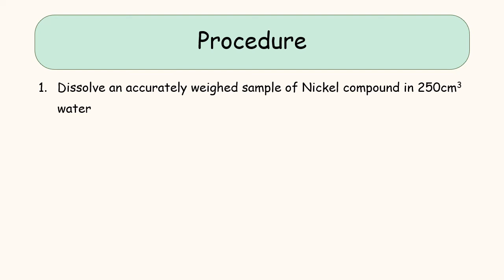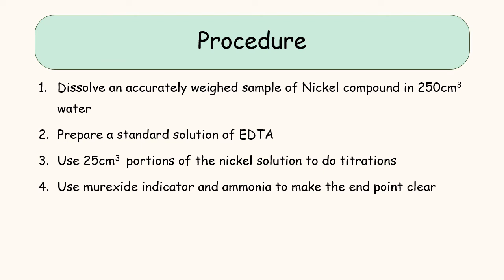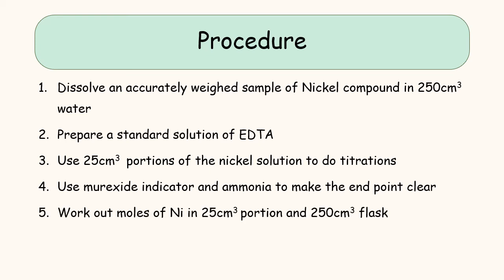So we are going to weigh out an accurate approximate sample of nickel and make it up to 250 cm³. From that 250 cm³ solution, we will take portions and we will use a standard solution of EDTA to titrate it. So as I said, 25 cm³ portions of that nickel solution to do the titrations. We will use an indicator which is called murexide indicator, and we also need to have some ammonia present to make the end point clear. And I'll explain more about that, I think, on the next slide.